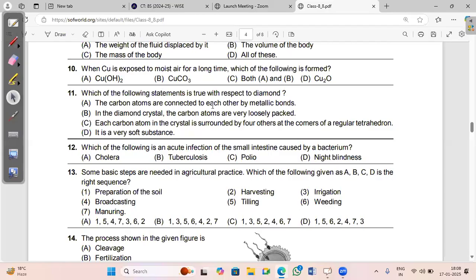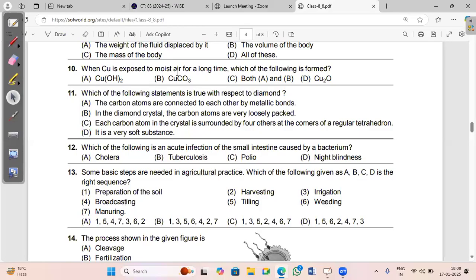Now, which of the following statements is true with respect to diamond? A student says both copper hydroxide as well as copper carbonate is formed; I checked right now, the source is Byju's. Okay, it's both. Since it says moist air over here, copper hydroxide and copper carbonate both are formed. If it isn't moist air, then it's copper carbonate. That's why I said copper hydroxide first. So when copper is exposed to moist air for a long time, it forms both copper hydroxide and copper carbonate. Therefore, the correct option is C.